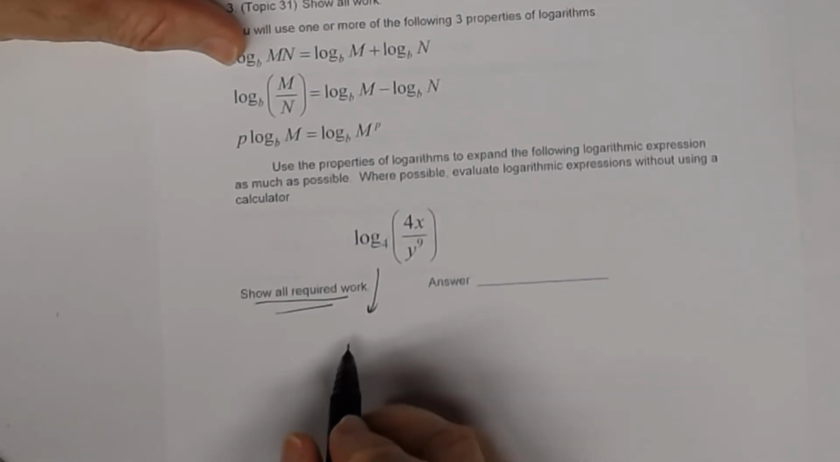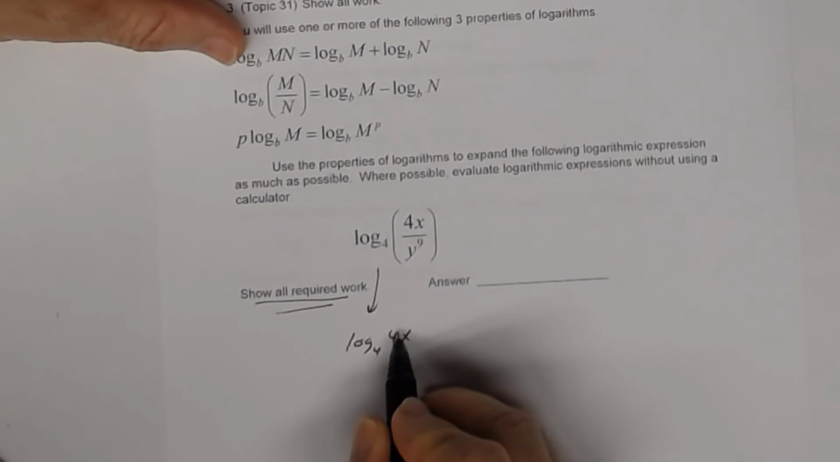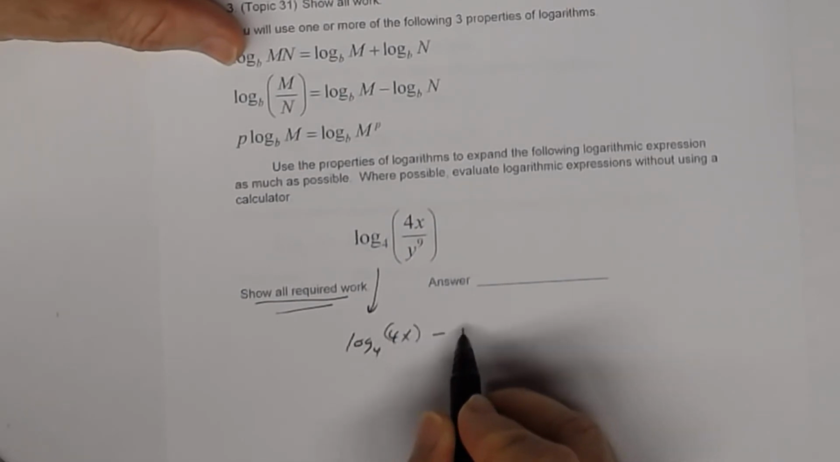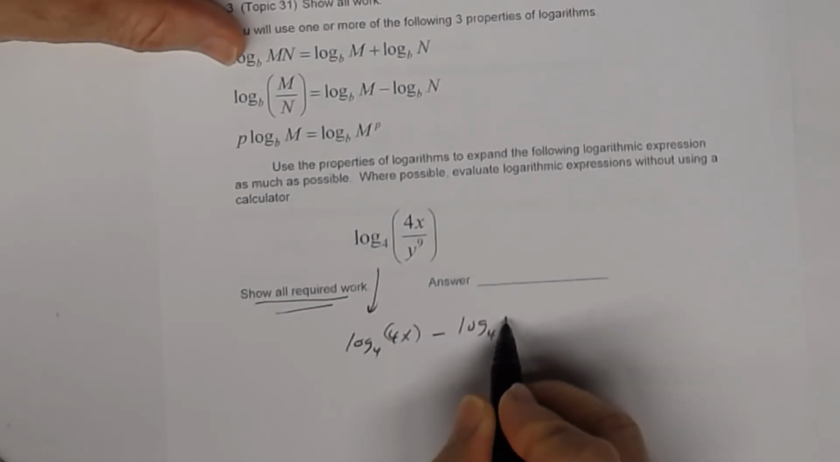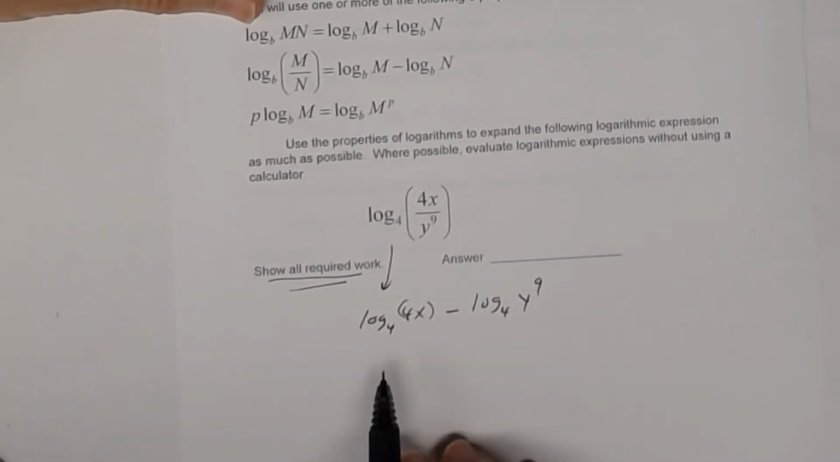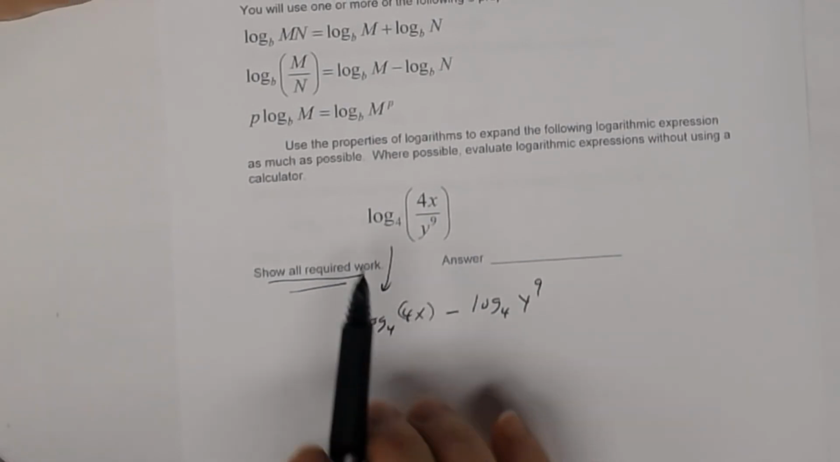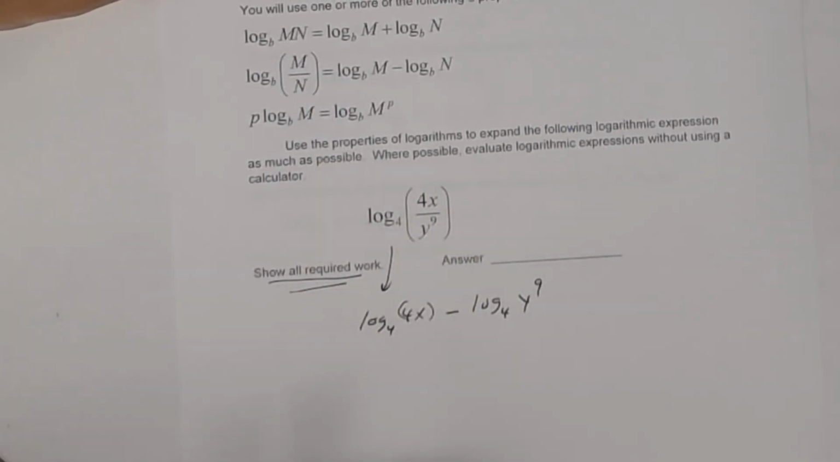log base 4 of 4x minus log base 4 of y to the ninth. Okay? Then you have to go further. See, now you're taking the log of a product. That's this right here. So I'm going to use a product rule.